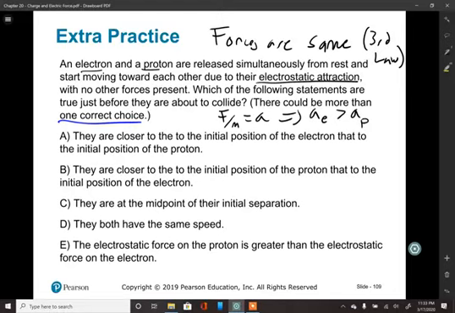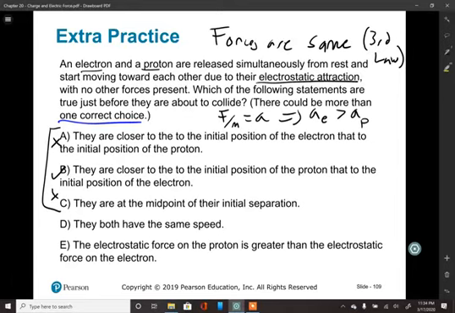So looking at options A, B, and C, those are all mutually contradictory. One of those three must be true, but only one. And so if we know the electron has a bigger acceleration, that means it's going to travel more distance. And that's option B. They don't meet in the middle because the electron travels faster. The electron covers a bigger distance.